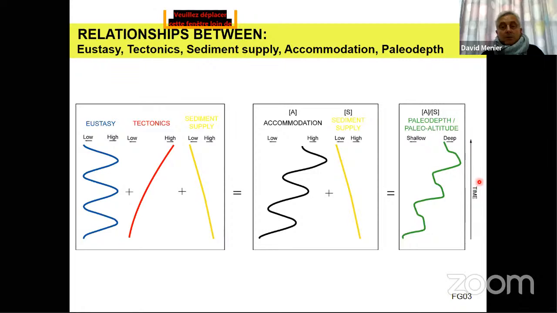I think the point is that during sea level falling or sea level rising, you can preserve sediments in the marine basin or the continental basin. So that's why you have at the end this paleo curve. So this is the addition of different factors when you are talking about the architecture of my sedimentary basin.